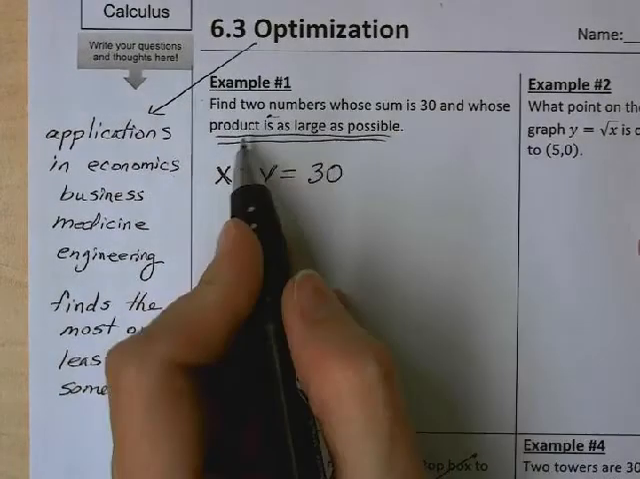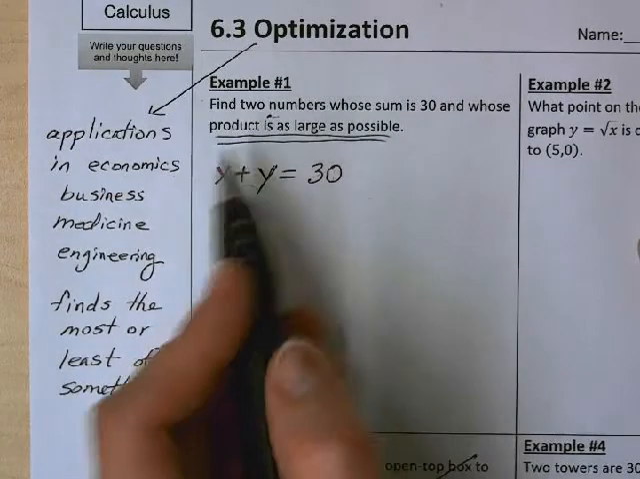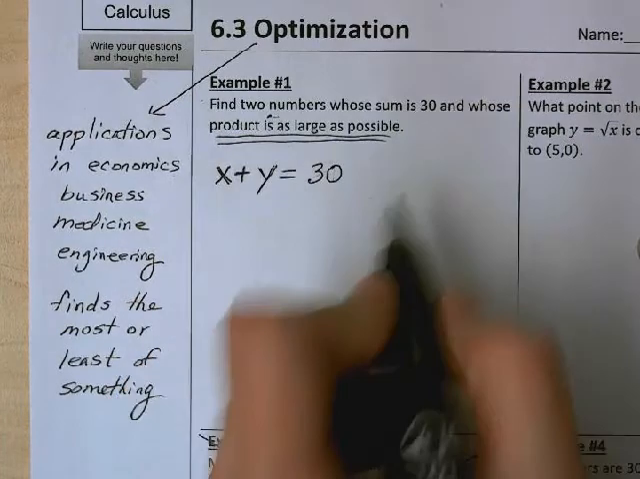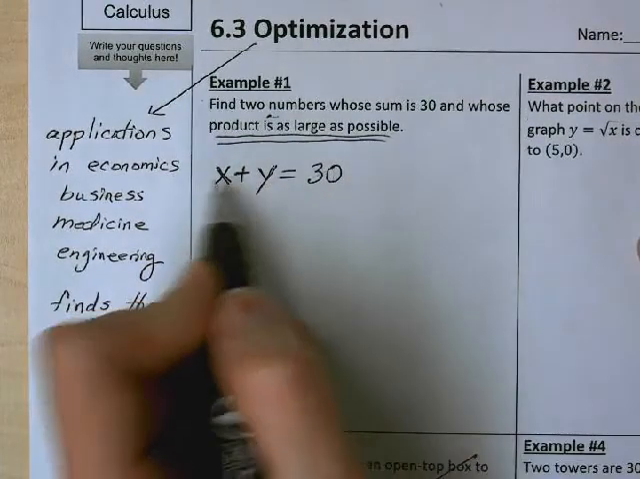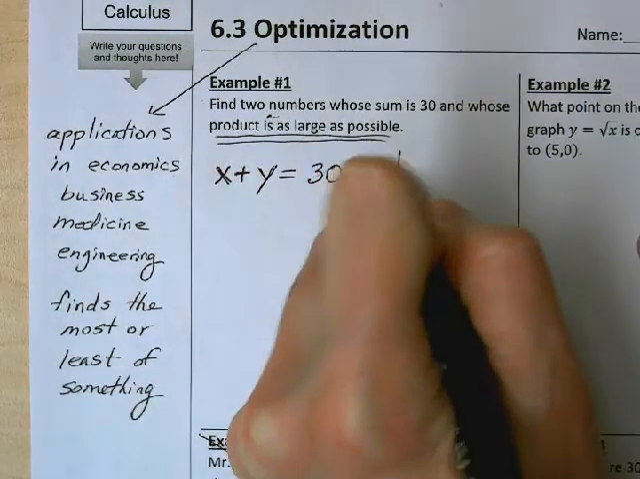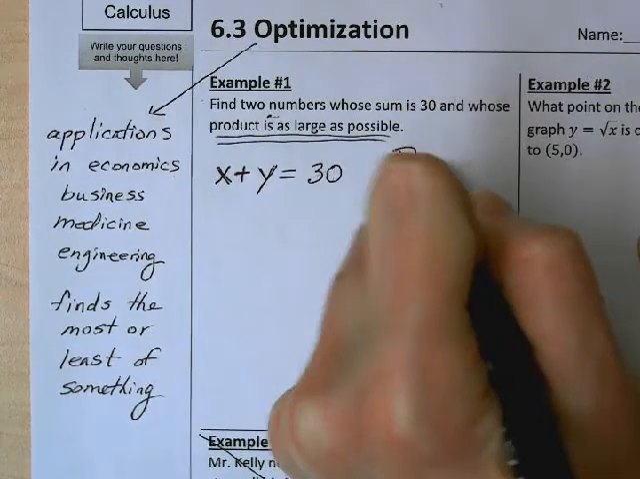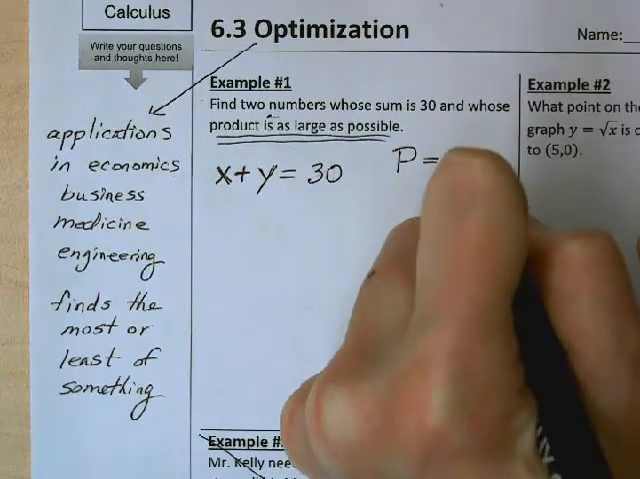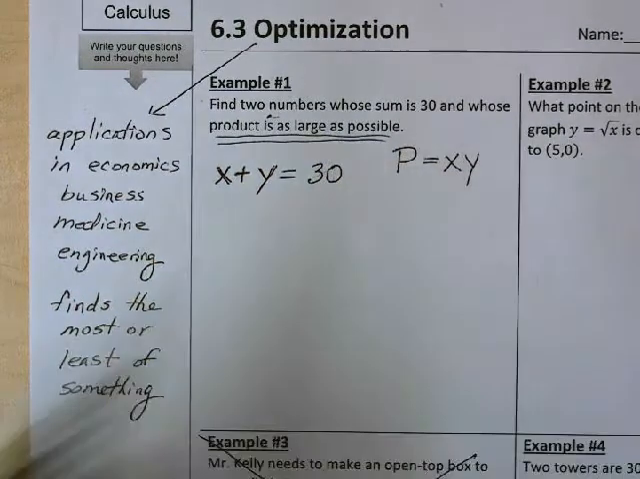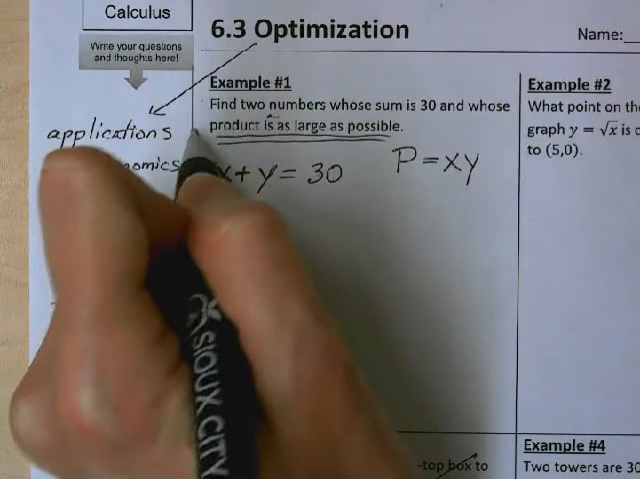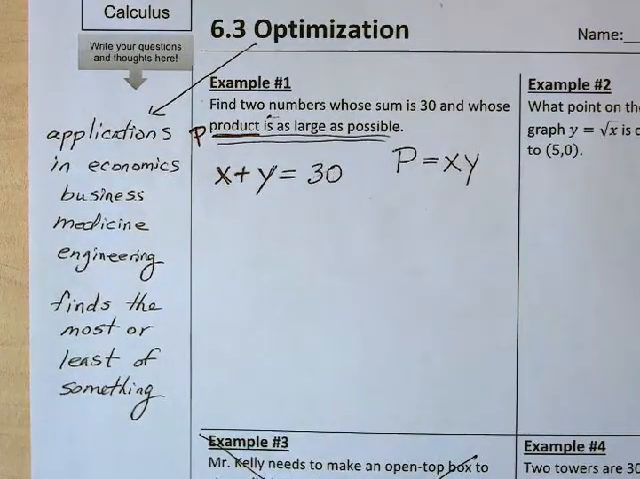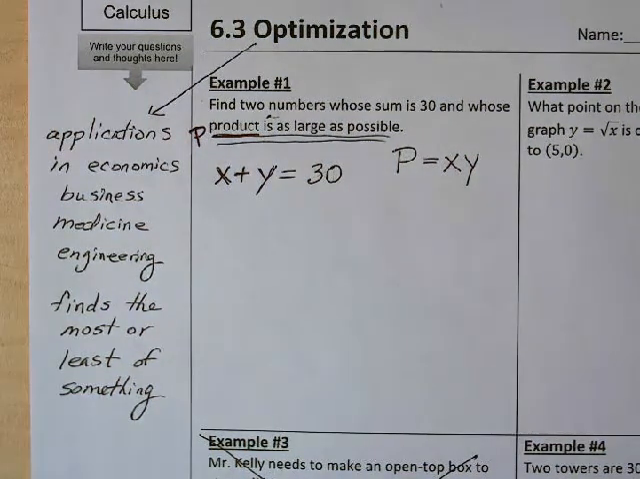And then it says their product, we want that to be as large as possible. Do you know what product means? Multiplication. So now they want us to multiply these numbers and get a product as large as possible. I'll write P for product. Product would be just taking x times y, and we want that product to be as large as possible. Try to make P as large as possible, maximize it.